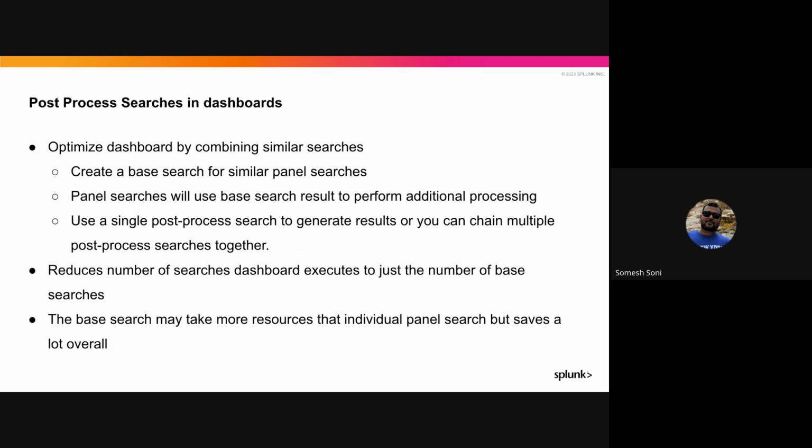field, and then there is a second search which is also using the same index and source type, but using a different value for that same filter, then you will have an option to combine those two searches into one. So your dashboard will run one base search, and then all the panels will perform additional processing on the result of the base search.